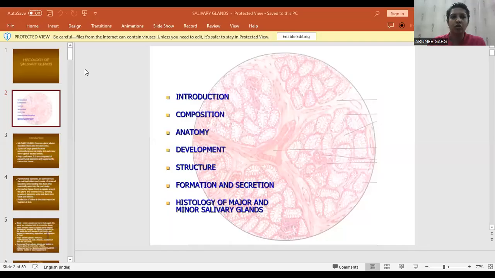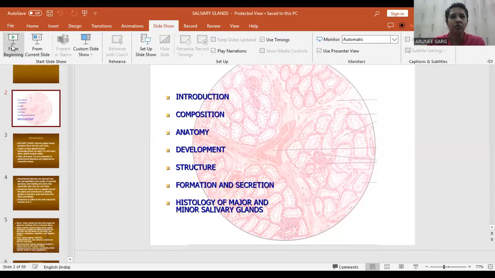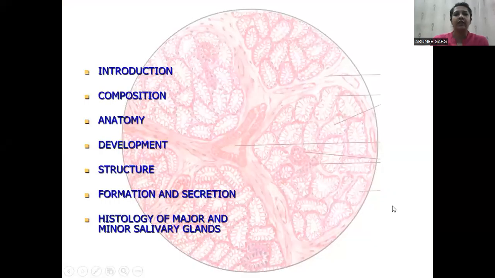Good morning, class. Today the topic is histology of salivary glands, and in this topic we are going to cover the composition of saliva, and the anatomy, development, and structure of the salivary glands.